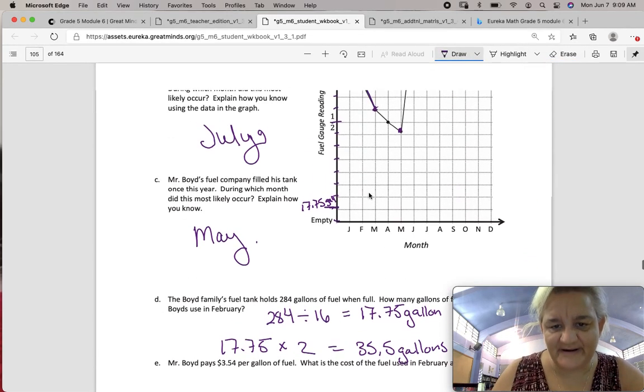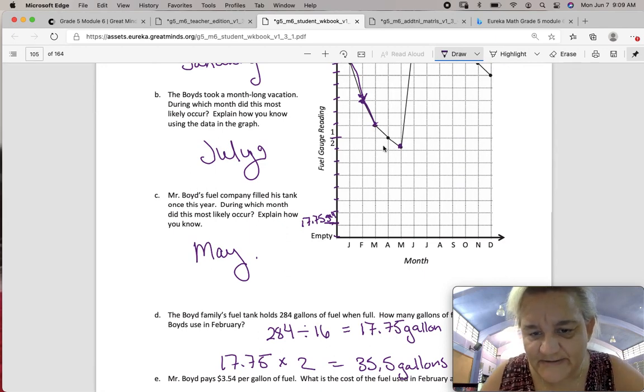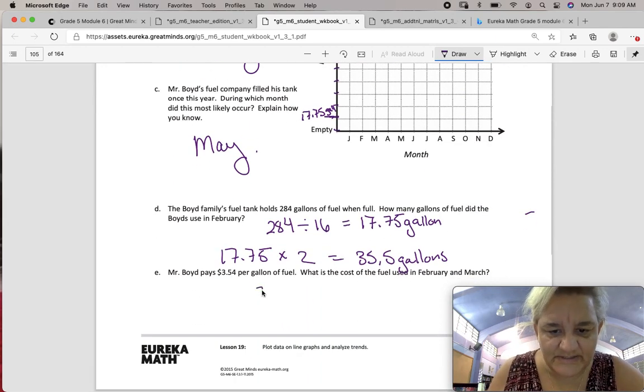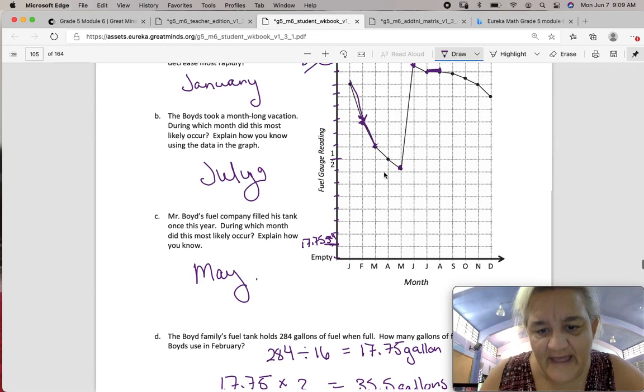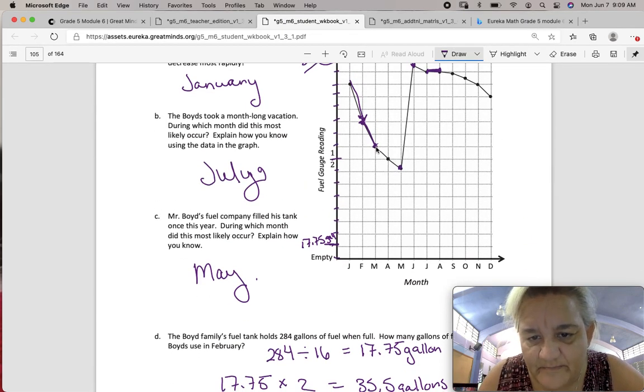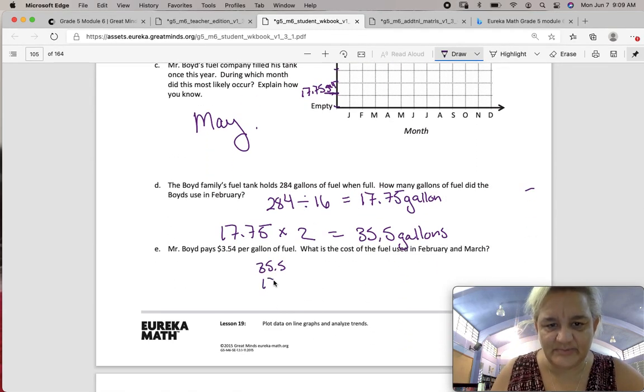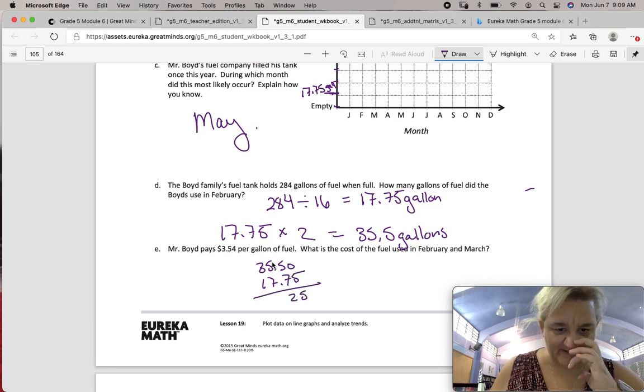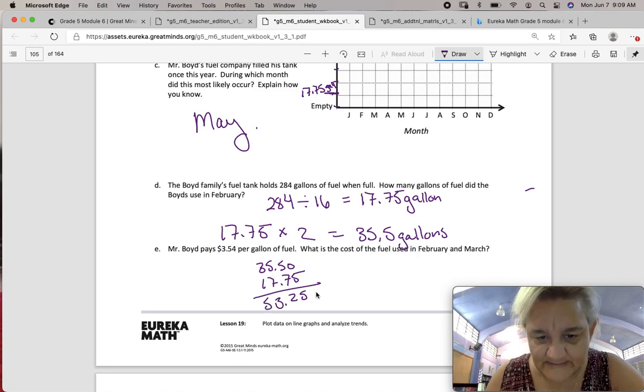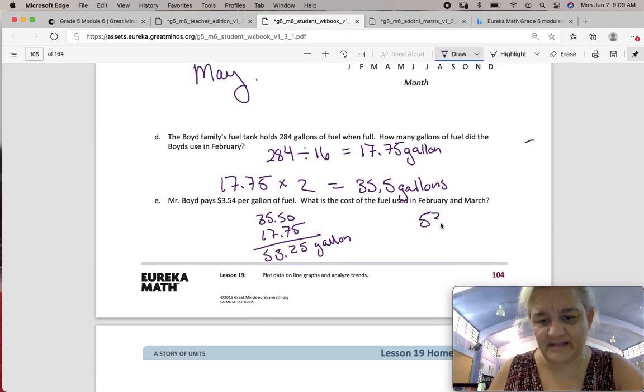Okay, first of all, we need to figure out how much you used in February and March. So in February, we know it was 35.5. And then in March, from there to there is one section, so that's 17.75. Okay, so that's 5, 12, 13, 53.25 gallons. Okay, and we're going to multiply 53.25 times $3.54. Okay.